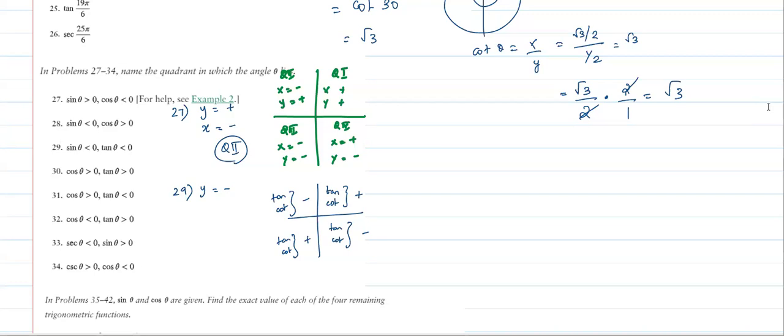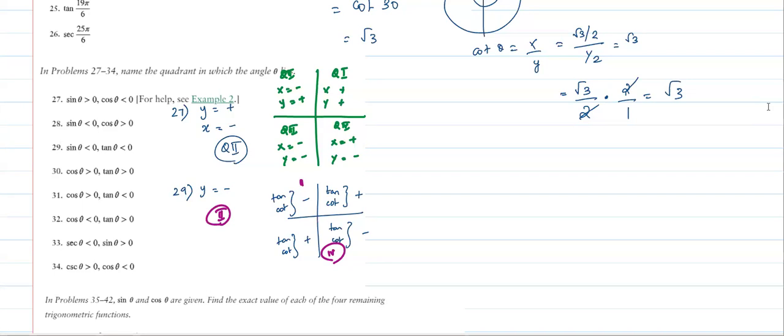So now let's see. According to question 29, tangent is negative. So where is tangent negative? Tangent is negative either in quadrant 2 or quadrant 4. So these are your two choices, right? But out of these two choices, the only choice for which the y value is negative is 4, right? So if you compare the two tables, top and bottom, the only possible answer is quadrant 4.